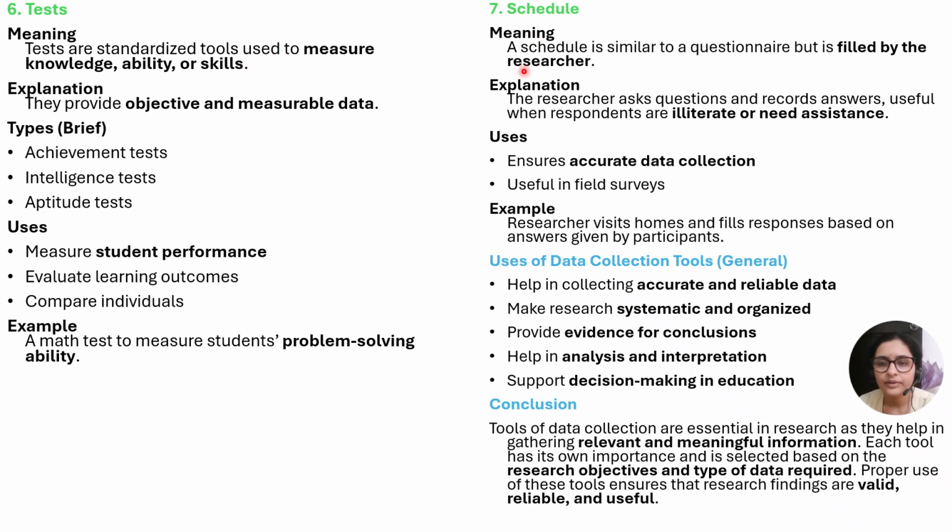A schedule. A schedule is similar to a questionnaire, but it is filled by the researcher. Questionnaire is filled by the person who is being researched on, and schedule is filled by the researcher himself. The researcher asks questions and records answers. He asks the questions himself and records the answers. It is useful when respondents are illiterate or need assistance. This is mainly used when the respondents, the persons who are being researched on, are illiterate.